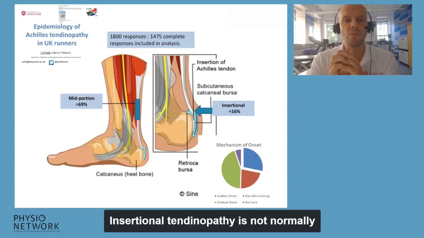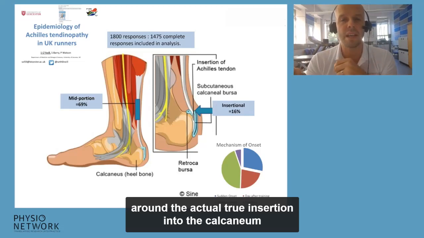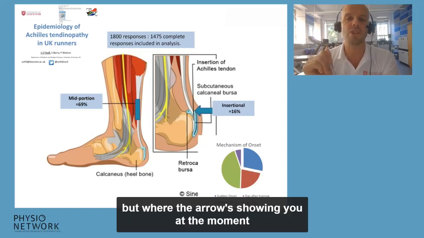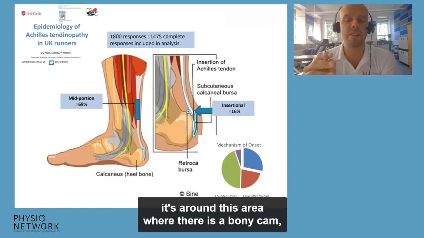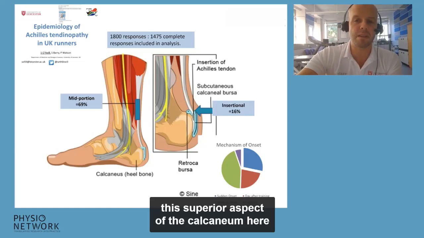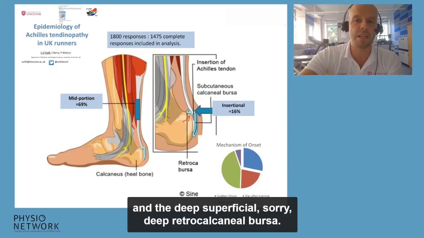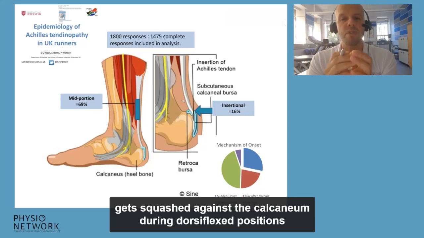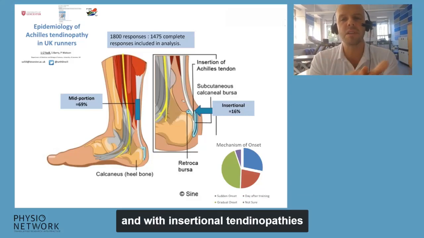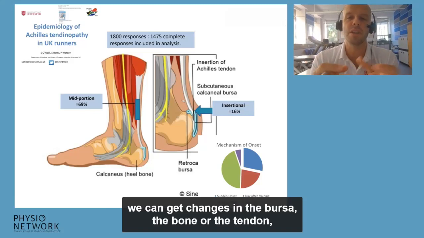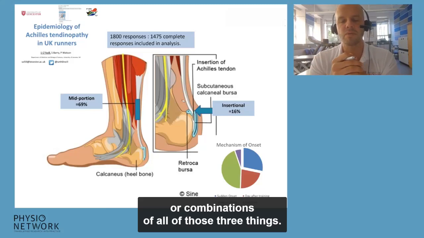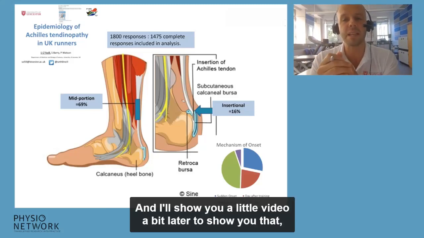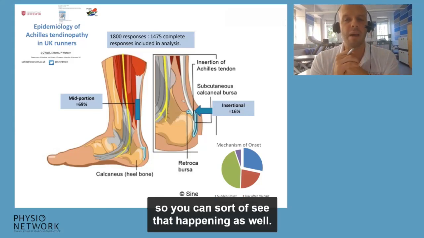Insertional tendinopathy is not normally around the actual true insertion into the calcaneum, but where the arrow is showing you at the moment. It's around this area where there is a bony cam, this superior aspect of the calcaneum here, and the deep retrocalcaneal bursa. This is the superficial bursa just here. Well, this deep bursa that we've just shown you gets squashed against the calcaneum during dorsiflex positions, and with insertional tendinopathies we can get changes in the bursa, the bone, or the tendon, or combinations of all of those three things. And I'll show you a little video a bit later so you can see that happening as well.